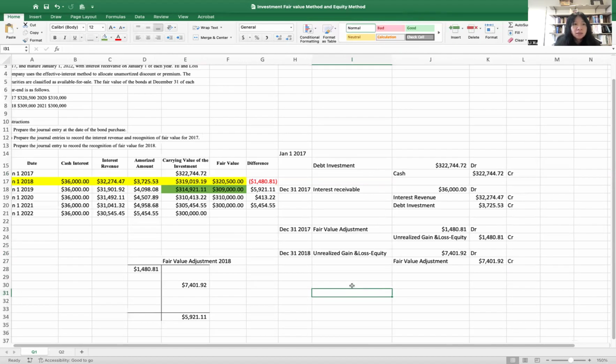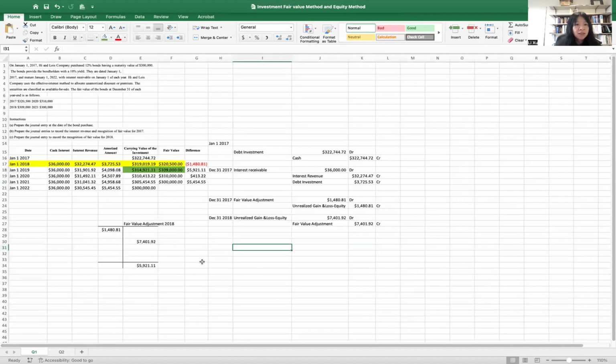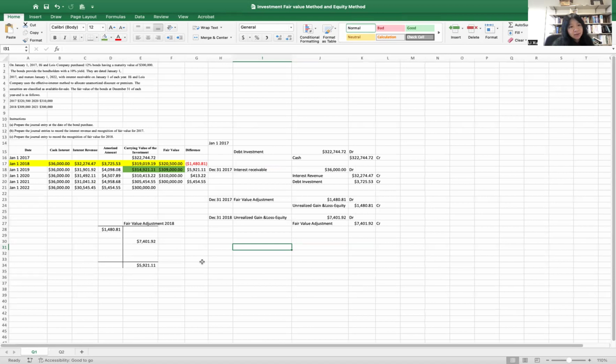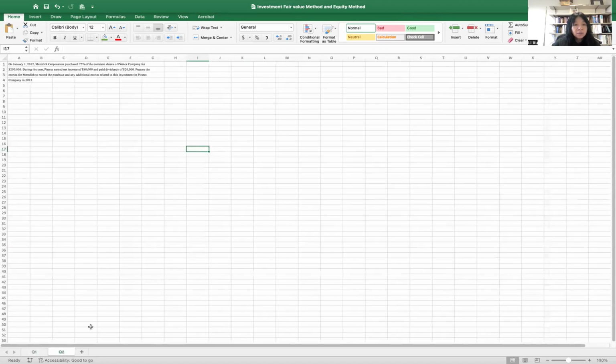The first question is about the fair value adjustment for available for sale. The reason I know it is available for sale is because the question tells you, and it's reflected in the journal entry when you use unrealized gains and losses dash equity. And so let's take a look at the second question.